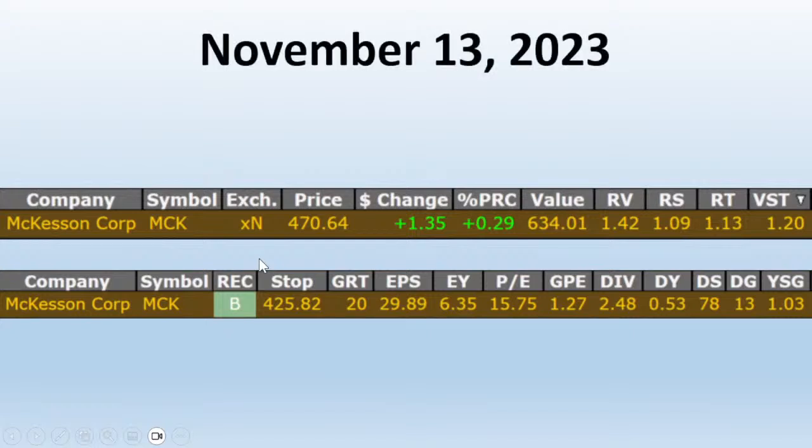So let's look at an example. We'll look at a couple examples here. McKesson Corp. This is as of just a week ago, November 13th, 2013, and this is the first initial analysis that you want to do. So as of November 13th, price of McKesson was $470.64, and the value, what we think it's currently worth, is $634.01. So for an investor to determine what the intrinsic value of the company is in a dollar amount, right?